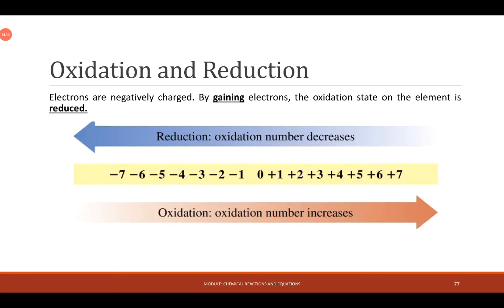So if we assign our oxidation states and look at how the oxidation numbers are changing during the course of a chemical reaction, we can determine what's being oxidized and what's being reduced.